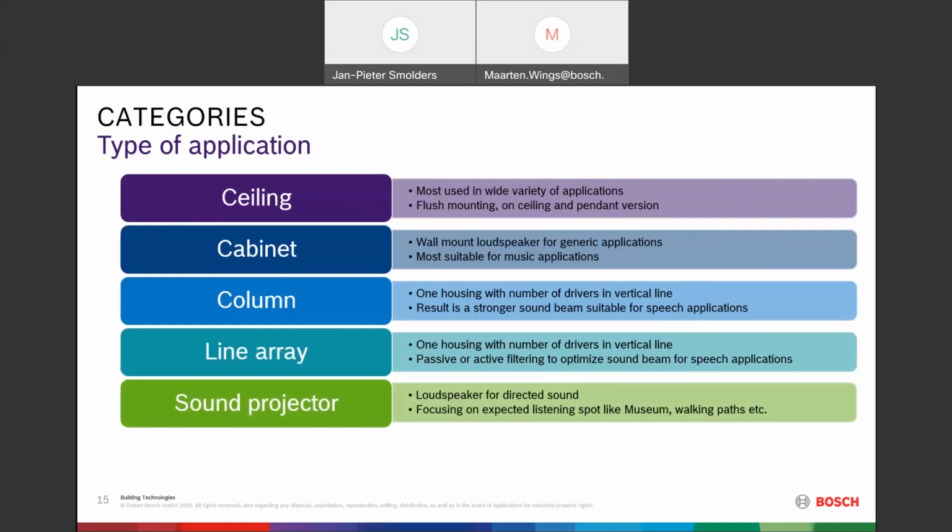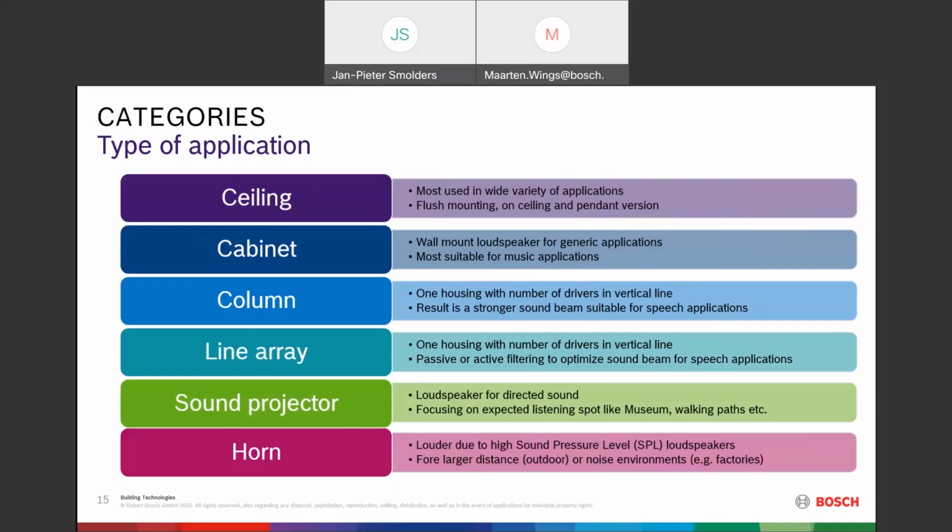Sound projectors, loudspeakers for directed sound, so you can project the sound into a certain direction. For instance in a museum where you have a focus on a certain spot, but also corridors, walking paths, etc. Then horn loudspeakers: these speakers can produce high sound pressure levels, so you see them outdoors where you need to cover larger distances, and also in very noisy environments like, for instance, factories.